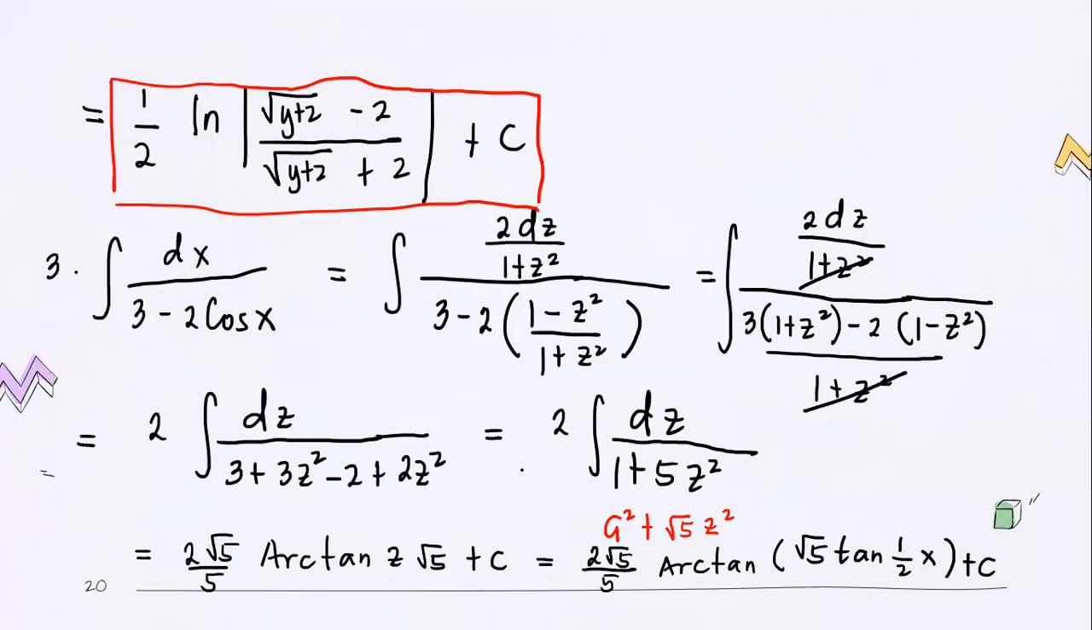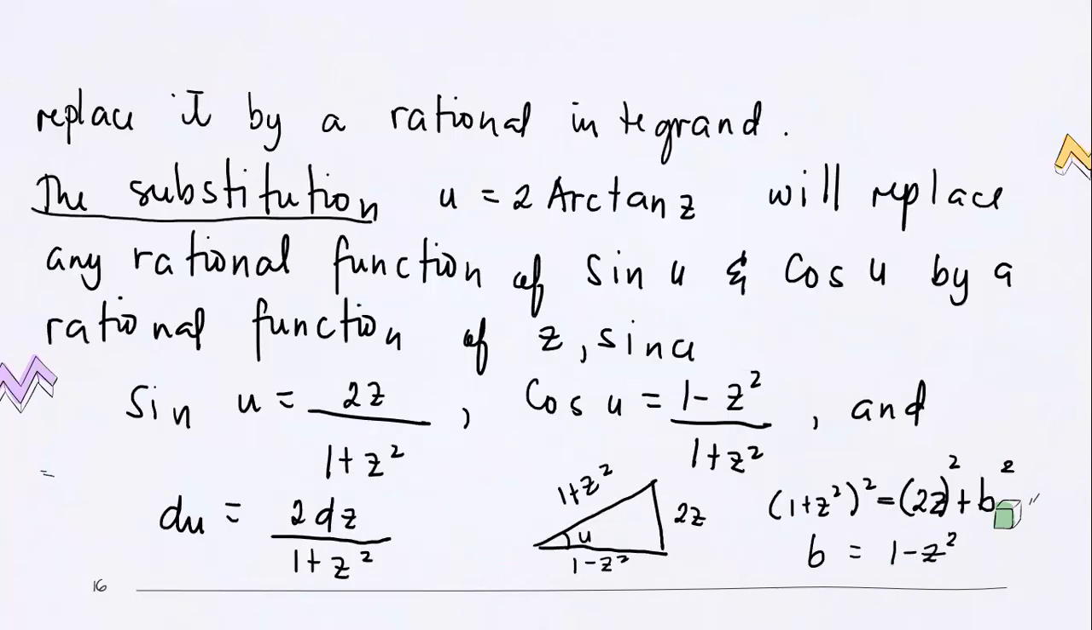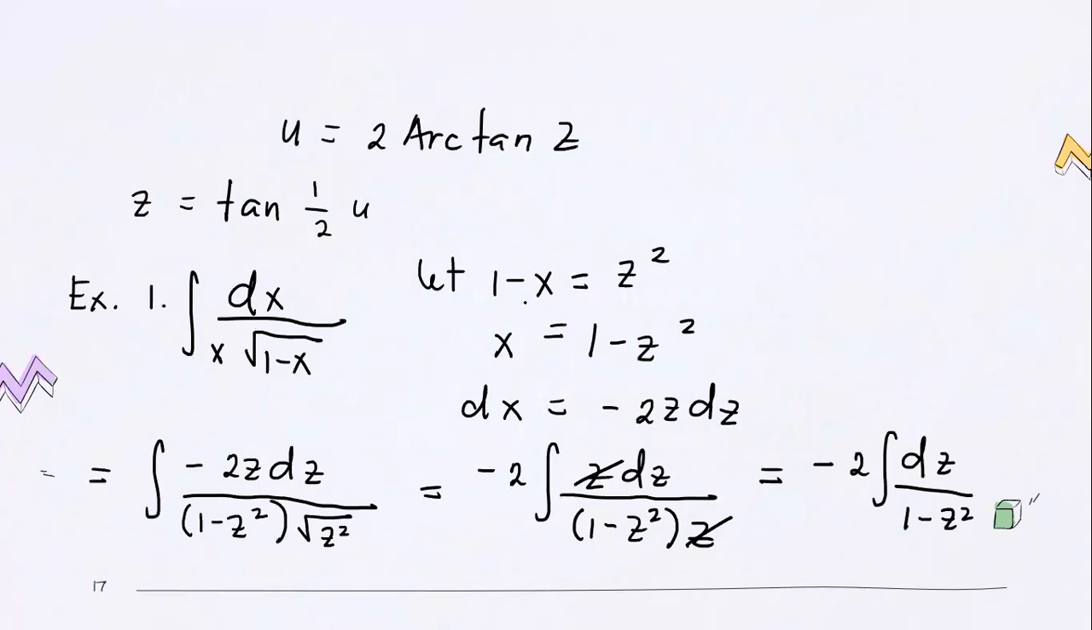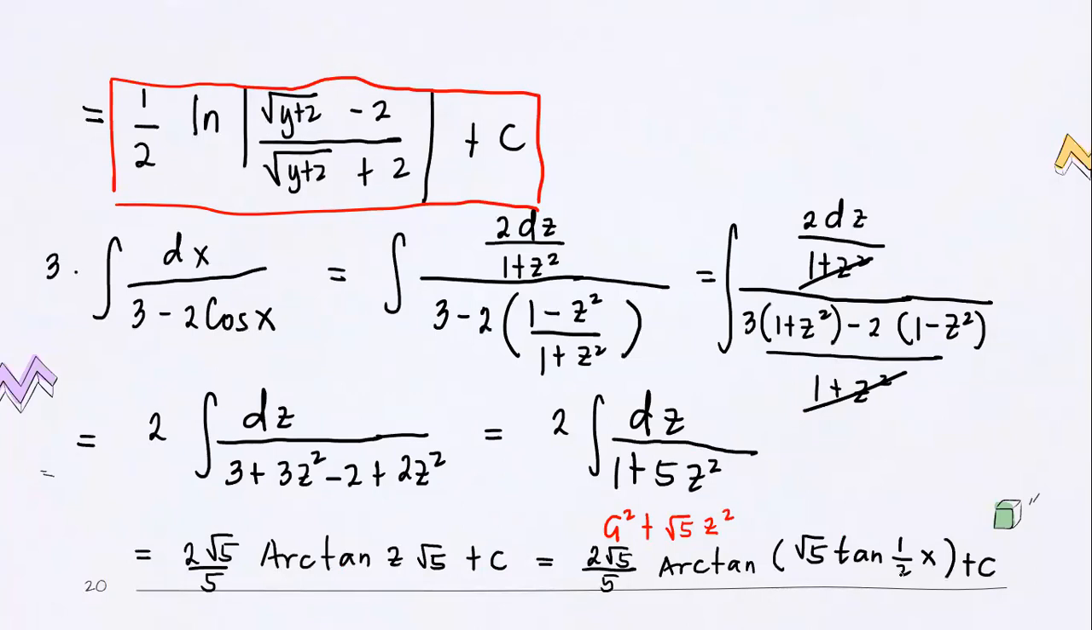Okay. Using the arctan, we have 2 square root of 5 over 5 arctan z square root of 5 plus c. Then substitute your z, which is tangent 1/2 x. Remember this one? You have the value of z equal to tangent 1/2 x. This one is the final answer: 2 square root of 5 over 5.